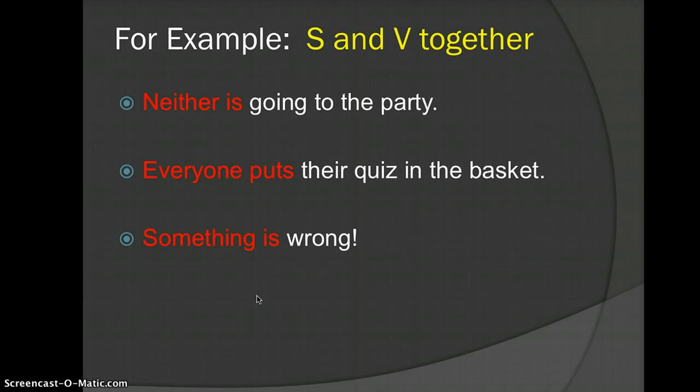Here are some examples. In the first sentence, neither is going to the party. Neither is singular. My subject doesn't have an S, so my verb needs one. In the second sentence, everyone puts their quiz in the basket. Everyone is singular. My subject doesn't have an S, so my verb needs one. And the last sentence, something is wrong. Something is singular, so my verb needs an S.